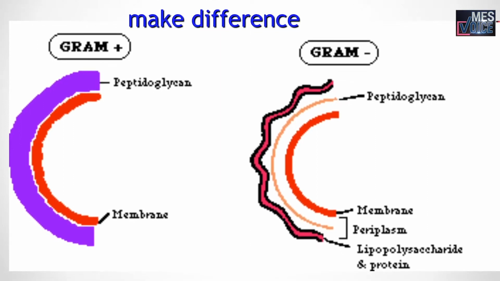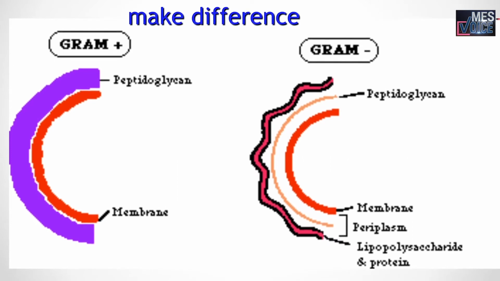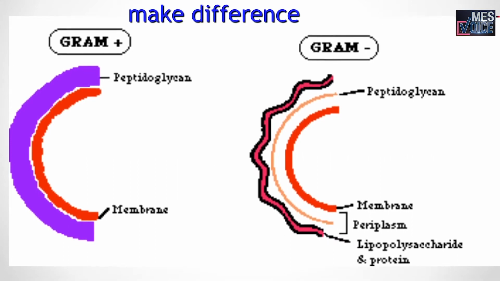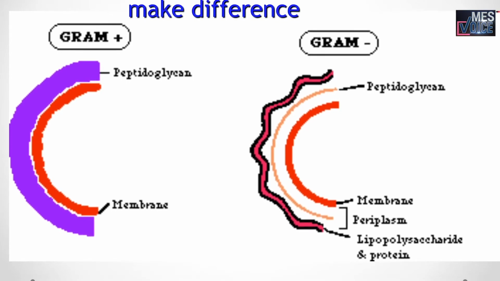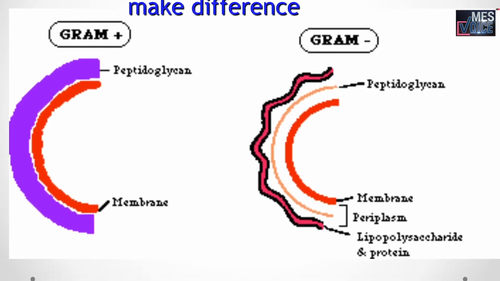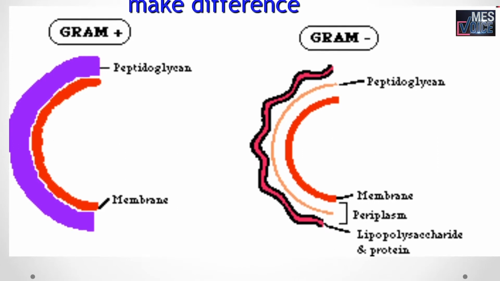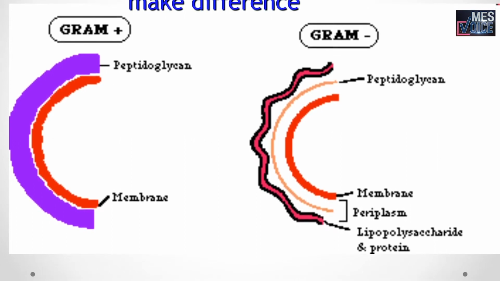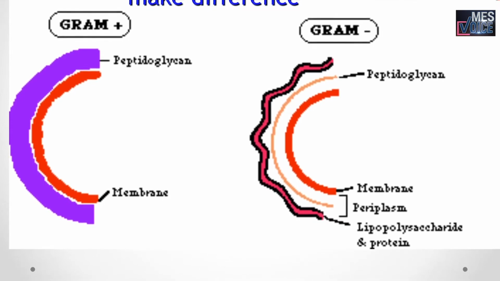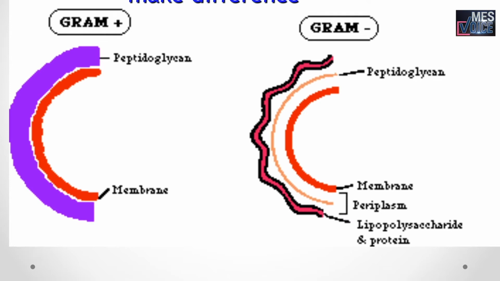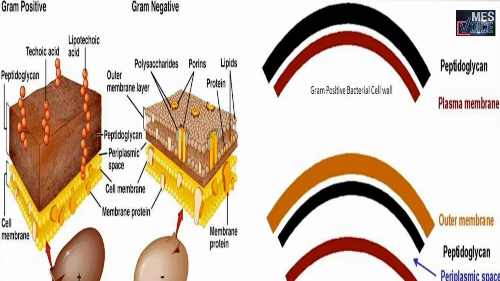Running perpendicular to the peptidoglycan sheets is a group of molecules called teichoic acid, which are unique to the gram-positive bacteria. In gram-negative bacteria, which do not retain the crystal violet, the cell wall is composed of a single layer of peptidoglycan surrounded by a membranous structure called the outer membrane. The outer membrane of gram-negative bacteria contains a unique component, lipopolysaccharide or endotoxin.